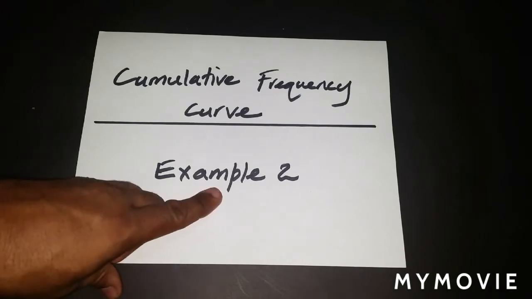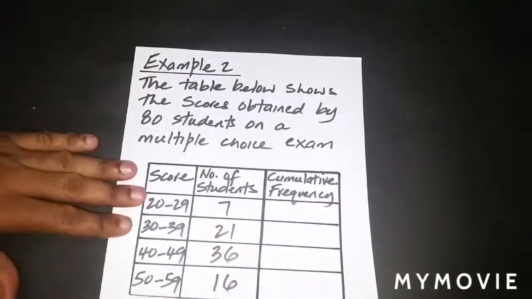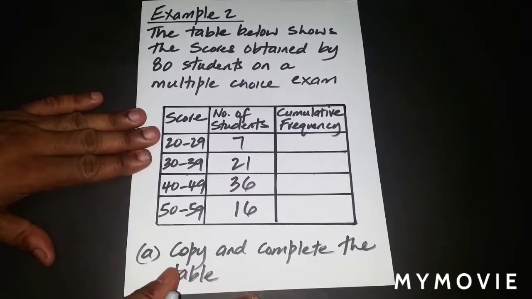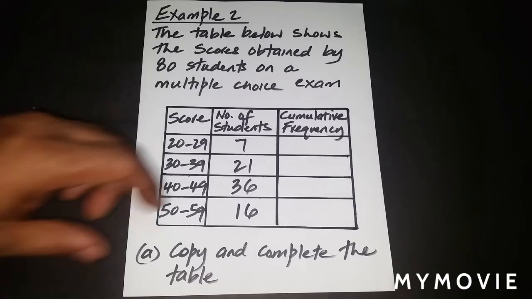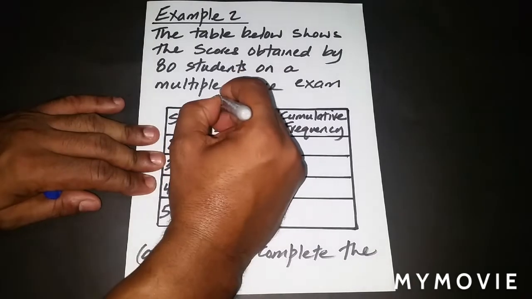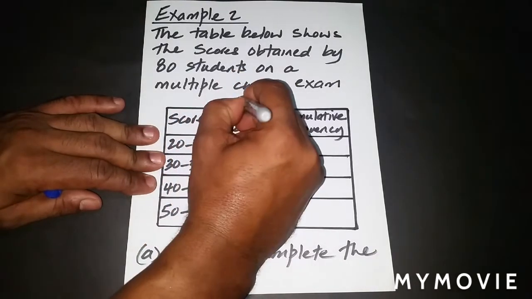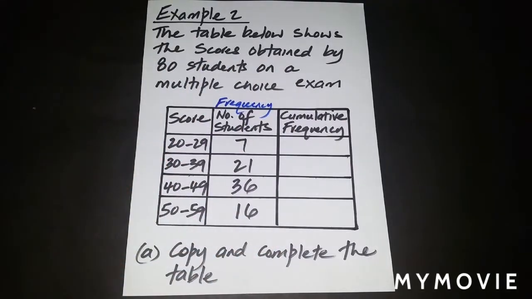All right, guys, let's take a look at our second example as it relates to cumulative frequency curve. Okay, so here's the question. It says the table below shows the scores obtained by 80 students on a multiple choice exam, and we can see the frequency table. Now, of course, number of students here also means frequency. You should know that by now.